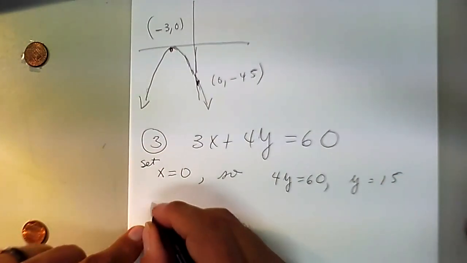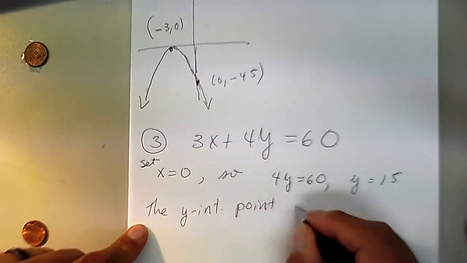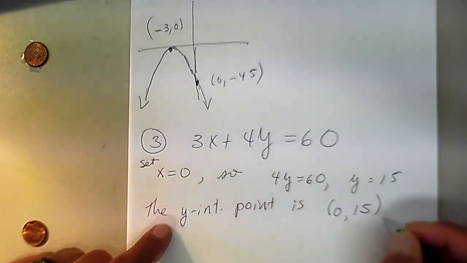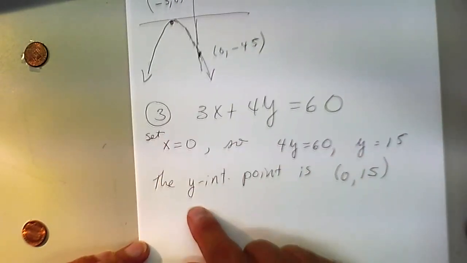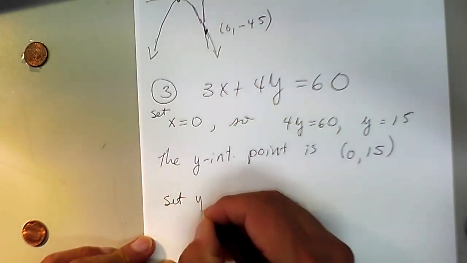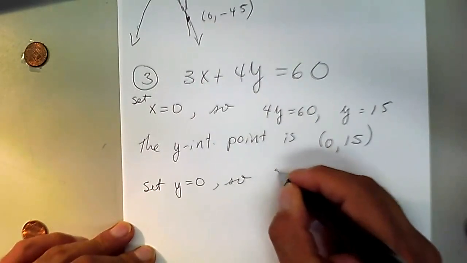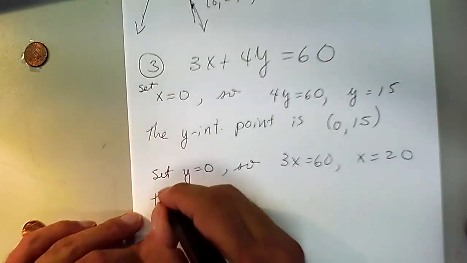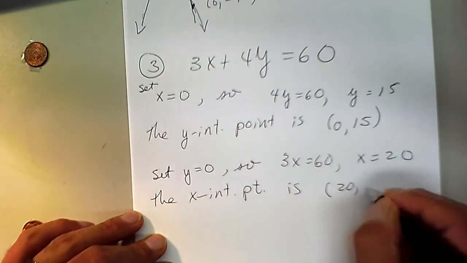So the y-intercept point is 0, 15. Okay, so that's one thing. We're finished with that idea. Now let's move on to a second idea. We're going to set y to be 0 within the same problem. So if y is 0, 3x equals 60, or x has to be 20. Okay. The x-intercept point is 20, 0.